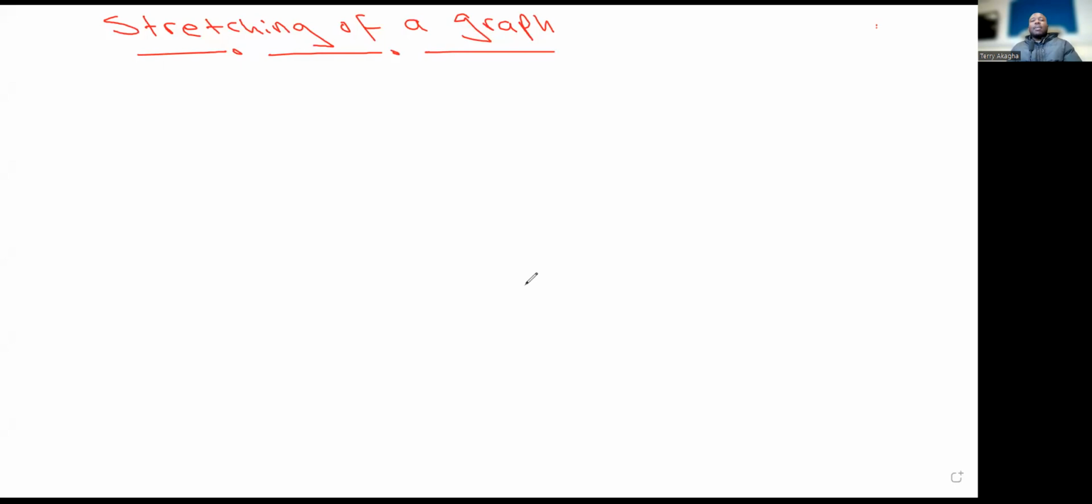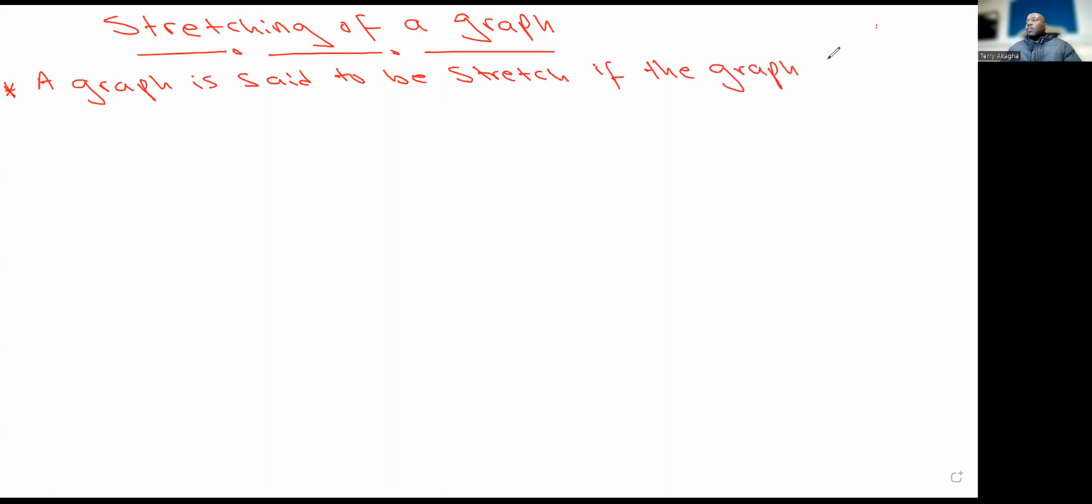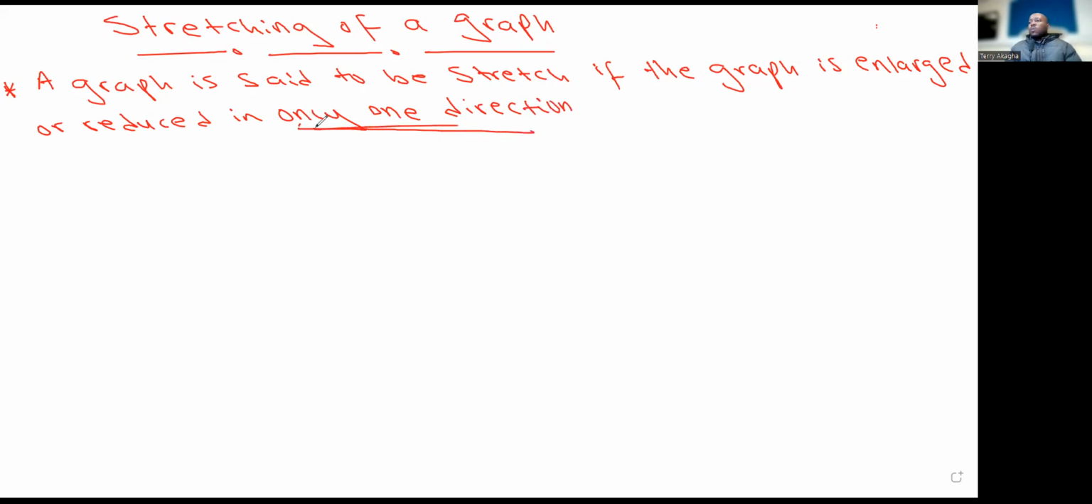When a graph is said to be stretched, it means that the graph is enlarged or reduced in one direction. So that means the graph is either enlarged or reduced in one direction. Let me just write it down here. A graph is said to be stretched if the graph is enlarged or reduced in only one direction, okay?